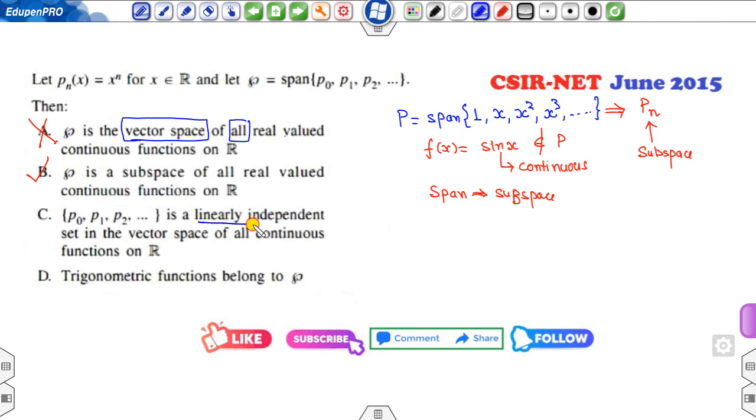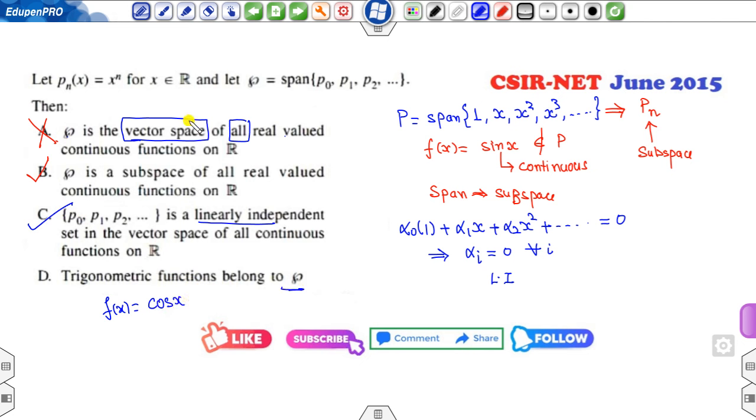The set is linearly independent. How can you prove the linear independence? If I multiply with alpha 1, plus alpha 2 x square, alpha 3 x cube, then what does it mean? Each alpha i is 0 by equating the coefficients. So yes, this is linearly independent. Trigonometric functions. Let's say the trigonometric function cos x belongs to P, but P is the span of all those elements only, polynomials. That does not belong. This option is cancelled. The correct options are B and C.